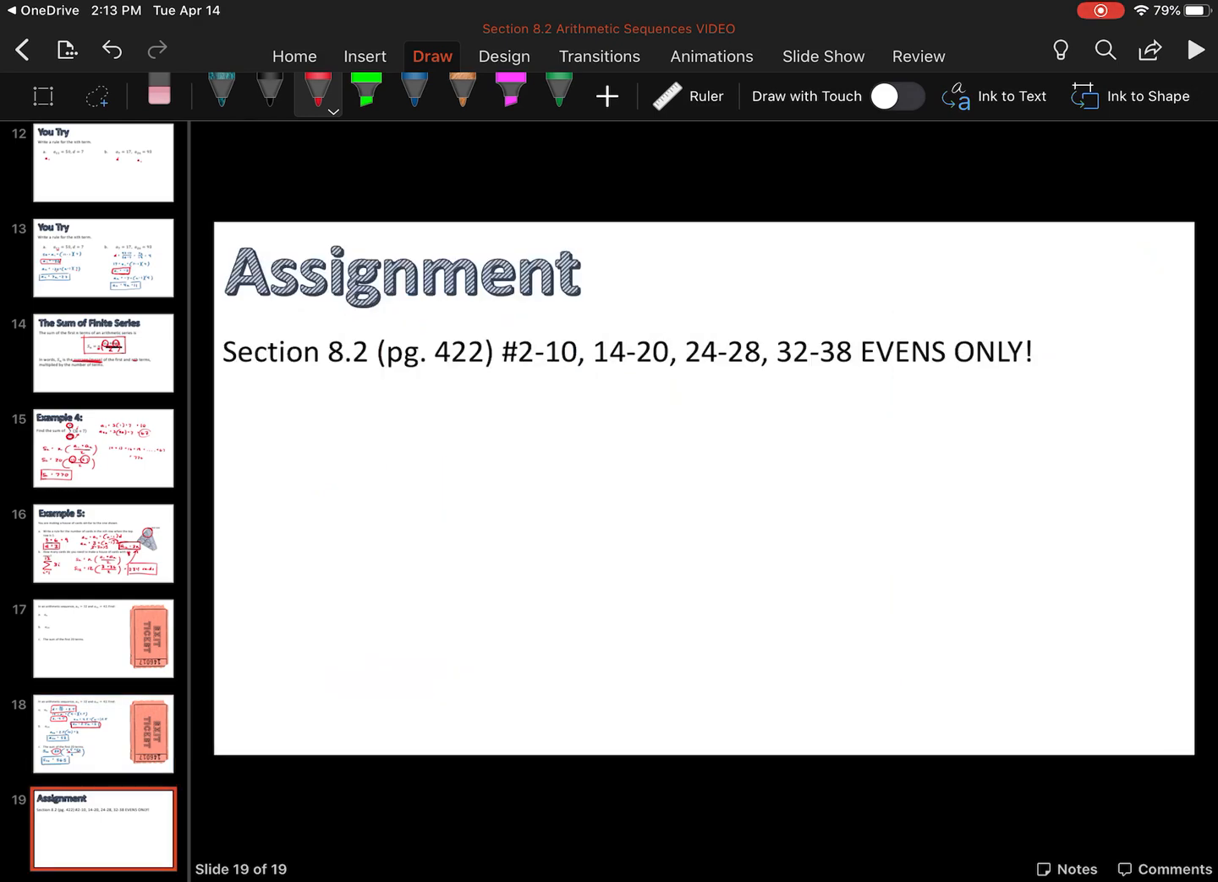For your assignment, it's going to be these questions. It says 2 to 10, 14 to 20, 24 to 28, 32 to 38, evens only. So you should be doing 2, 4, 6, 8, 10, 14, 16, 18, 20, and so on. Only do the even questions. The answers are up there for you guys to check on Schoology.